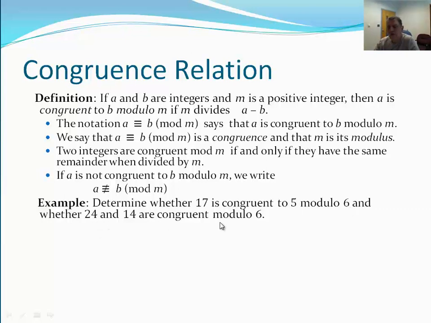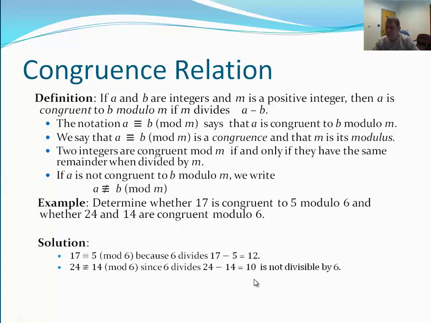Are 24 and 14 congruent modulo 6? Well, 24 minus 14 is 10. Is 10 divisible by 6? No, right? Because it produces a remainder of 4. Therefore, 24 and 14 are not congruent modulo 6. We write them like this. But 17 and 15 are congruent numbers modulo m, and we write them like this. And here's the solution.